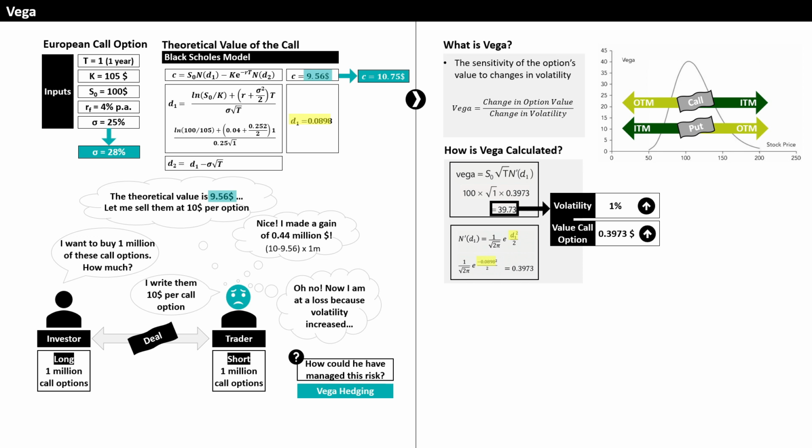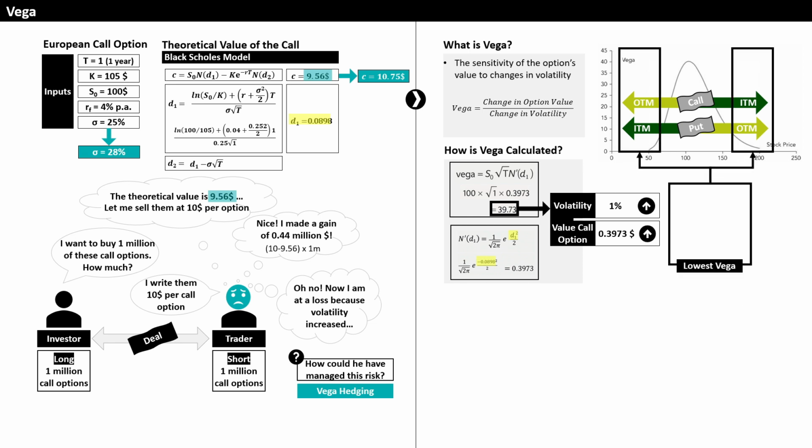And in terms of what the curriculum is highlighting, which is a very important observation, is that Vega is lowest when the options are either deep in the money or deep out of the money. And this is because in those areas, whether it's a put or a call, there is most certainty. And of course, this is because in the case of deep out of the money options, it is very unlikely for these to be exercised, while in the case of deep in the money options, it is very likely for these to be exercised. And it is this certainty the reason why the sensitivity to volatility is low.